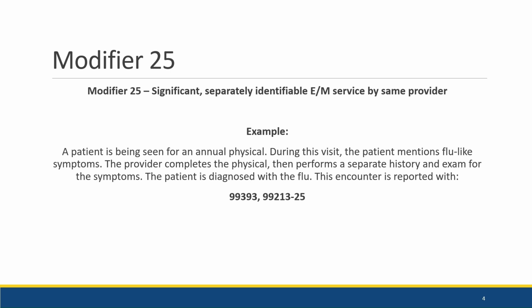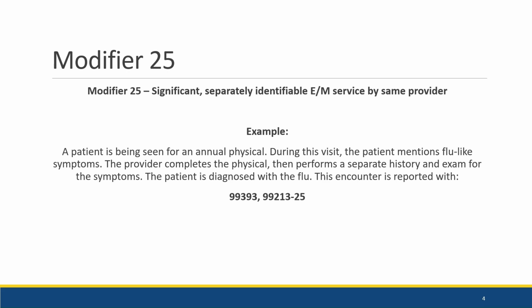Let's look at an example here on this slide. A patient is being seen for an annual physical. During this visit, the patient mentions flu-like symptoms. The provider completes the physical, then she performs a separate history and exam for the symptoms. The patient is ultimately diagnosed with the flu. This encounter is going to be reported with 99393 and 99213 with modifier 25 appended to it.